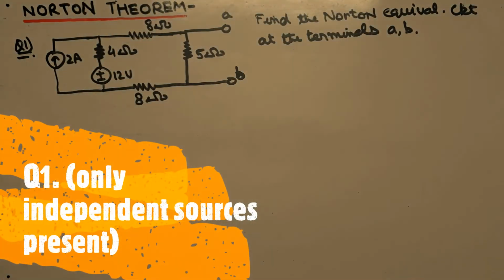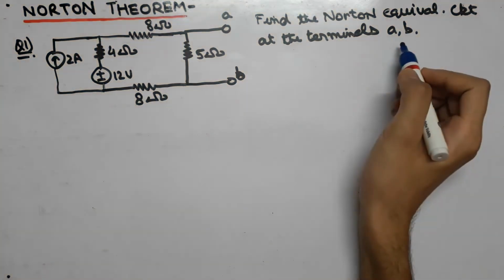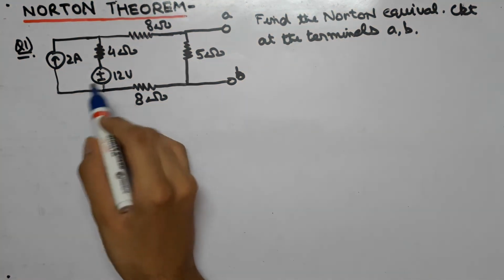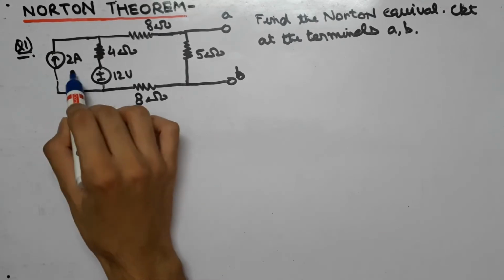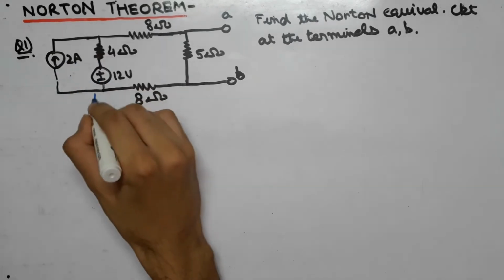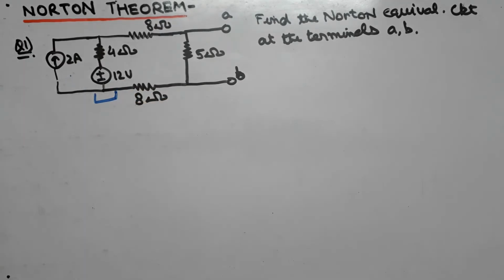Now in question number 1, we have to find the Norton equivalent circuit at the terminals A and B. Now we can see that in this question we do not have any dependent sources. We only have independent sources, that is a 2 ampere current source and a 12 volt voltage source. Now firstly we are going to find RTH.